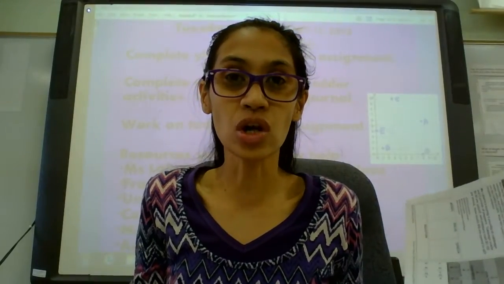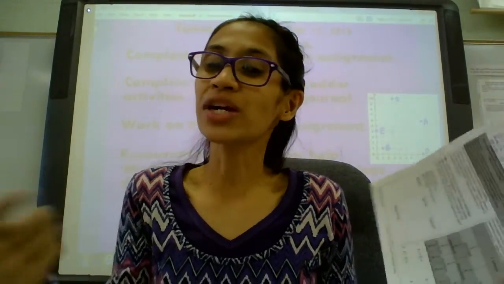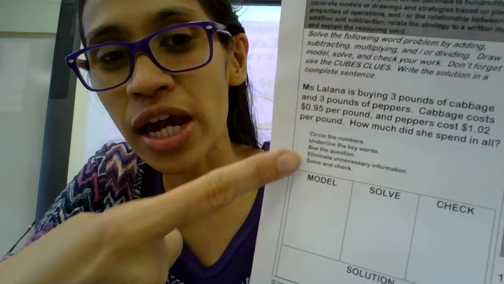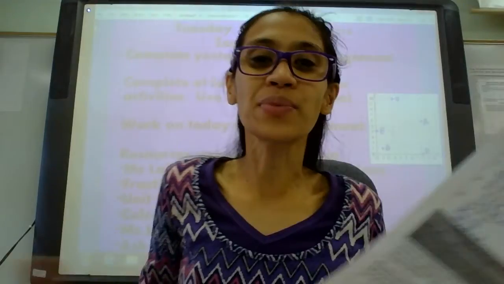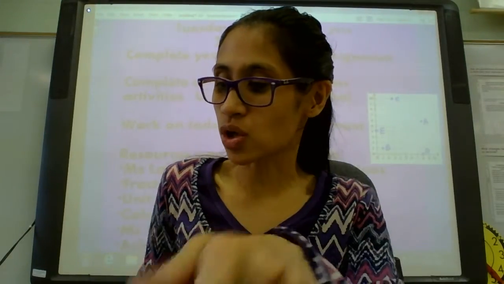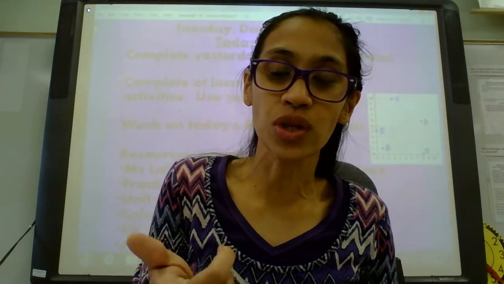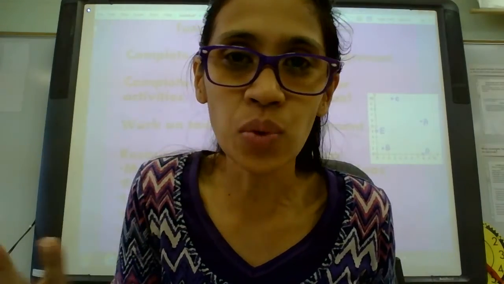All right. So what do we need to do? We need to solve the problem, and we can use our cubes clues right there. What is the first step? The first step is the C step. What do we have to do? Read it. Circle the numbers. So go ahead and find the numbers and circle those. I'll circle them. Tell me, what numbers do you see?